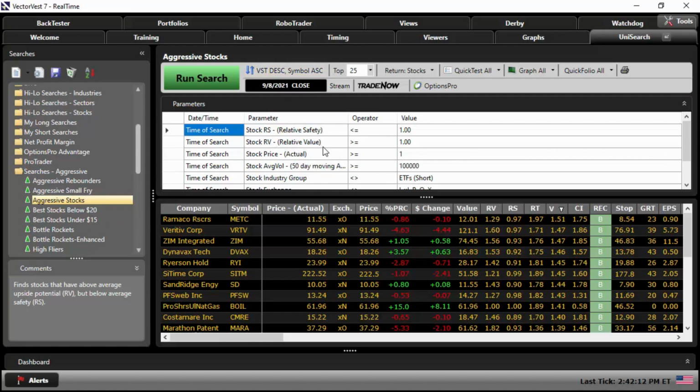And utilizing our master indicator, VST, standing for value, safety, and timing, to bring the best candidates to the top of the list and the worst to the bottom. And I think we can all agree that if we're going to be buying a stock, we tend to want to buy the best of the best. So therefore, VectorVest automatically does that by bringing the best candidates to look at right to the top for you.